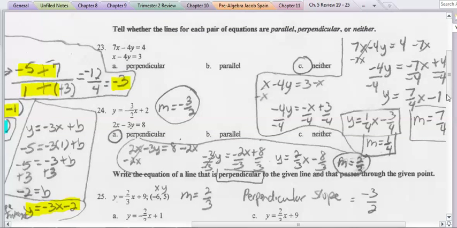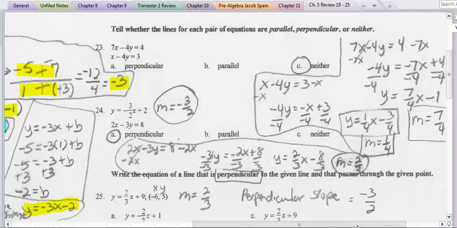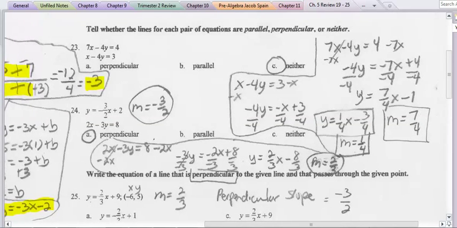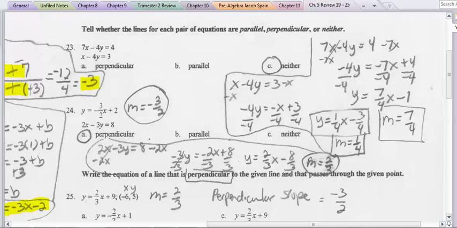Number 23, perpendicular lines. Okay, and I've got a lot of work here. I'm going to try to just highlight it for you. You need to go through each of those to find out if they're perpendicular lines and put them each in slope-intercept form. So I did my work over here, and I got it in slope-intercept form.